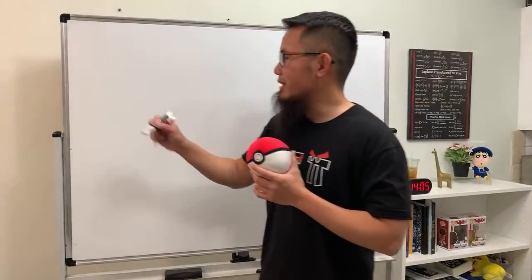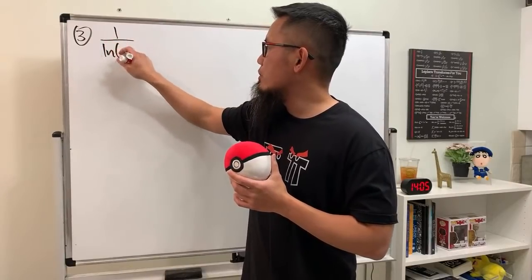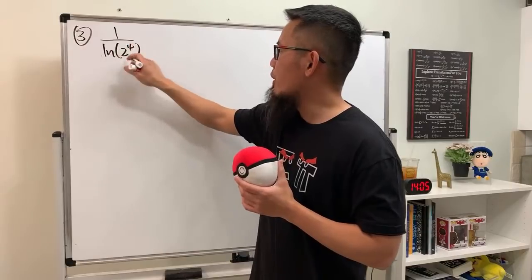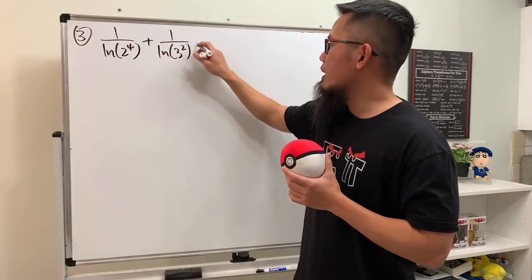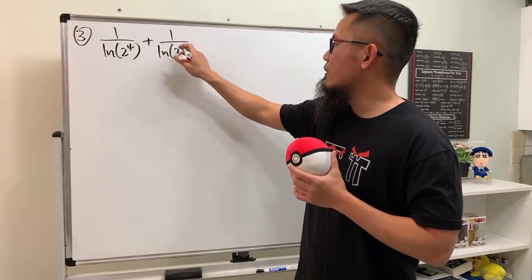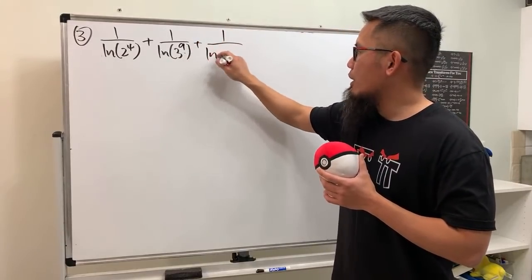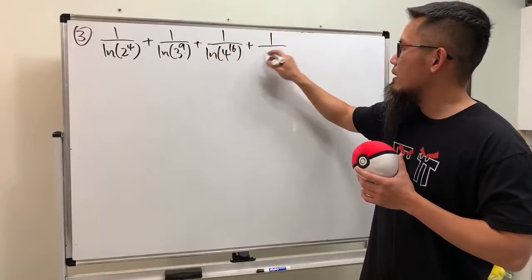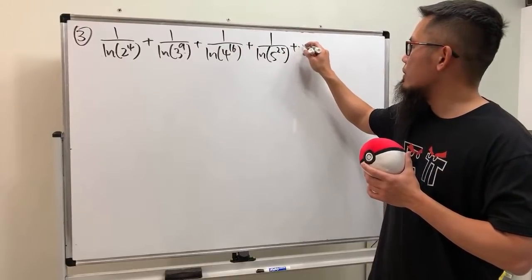Anyway, number 3. Here we go: 1 over ln 2 to the 4th power, and then 1 over ln 3 to the 9th power, and then 1 over ln 4 to the 16th power. Oh my god, these numbers are getting huge. Ln, and then 5 to the 25th power.